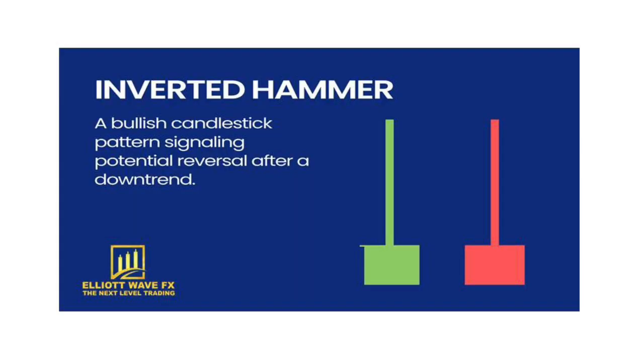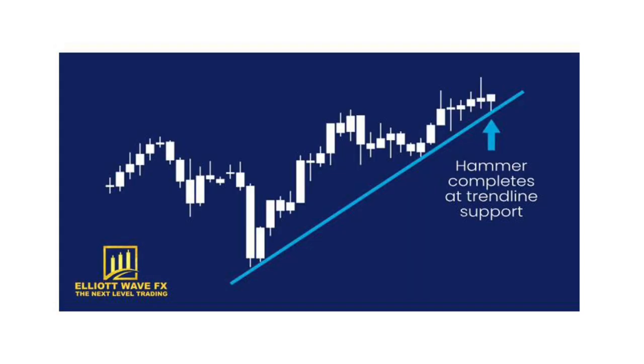In uptrends, hammer candlesticks can sometimes appear during consolidation phases. While a green hammer in an uptrend might suggest a potential pullback, traders should be cautious as the pattern may not always signal a reversal. Instead, traders might interpret it as a temporary pause in the uptrend and wait for further confirmation before adjusting their positions.